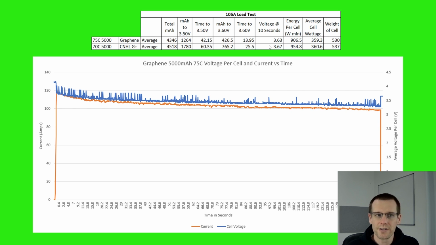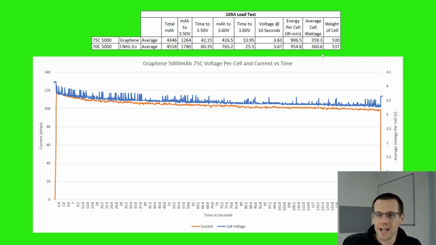So generally in all these metrics that we're covering here, the larger value is better. And then the energy per cell measured in watt minutes is coming out at 906 versus 954. Again, the CNHL is better in our test. The average cell wattage, 360.6 versus 359.3. Again, the CNHL is performing better than the Graphene here.